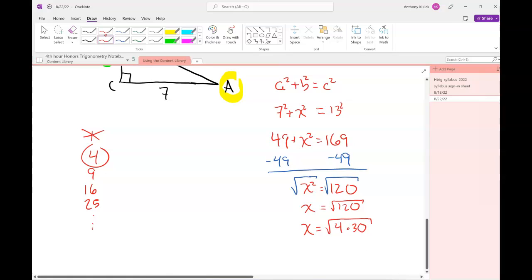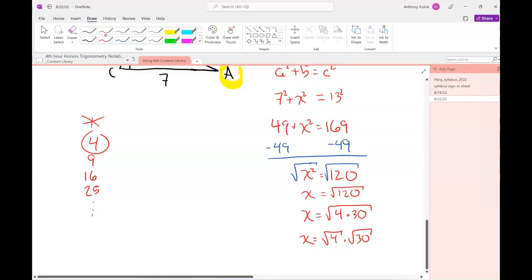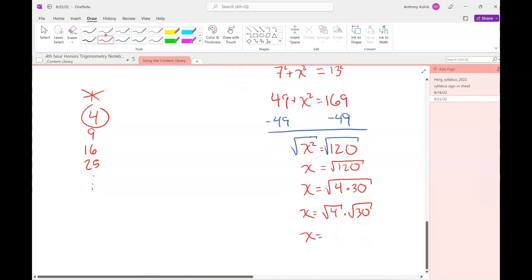But yes, so we should remember that we can break a radical at a multiplication or division symbol. So instead of writing that as the square root of 4 times 30, I can write it as the square root of 4 times the square root of 30. And then the square root of 4 is just 2. But I'm not done. Why am I not done? Still have to answer the question, right?